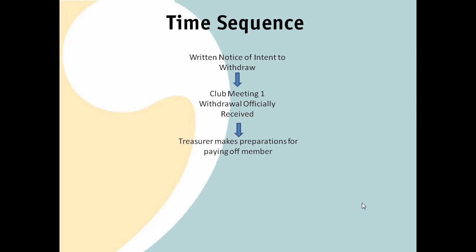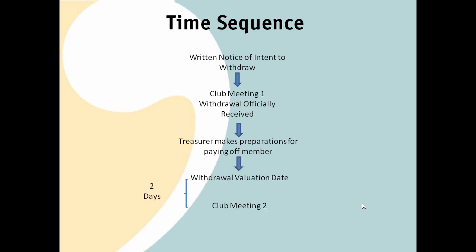After the meeting, the treasurer must make the preparations necessary to pay off the member within the time frame specified. If stock is going to be transferred, he needs to make sure the member has an account at the club brokerage. If the club has decided stocks will be sold, he needs to place those orders. He also needs to make sure all the club accounting is up to date prior to the withdrawal valuation date.